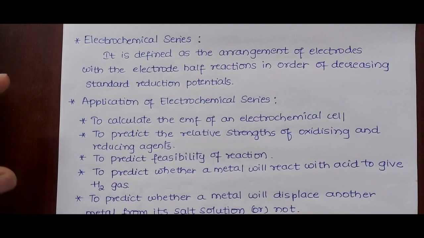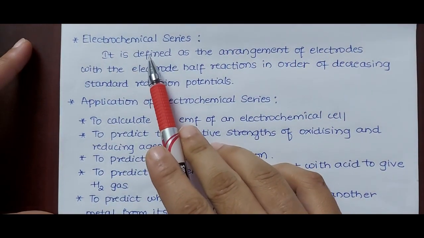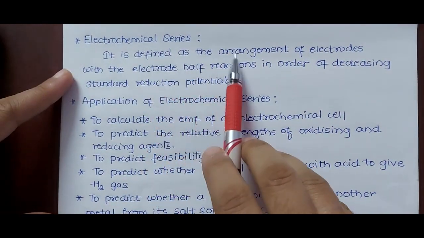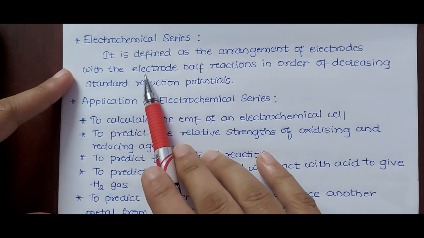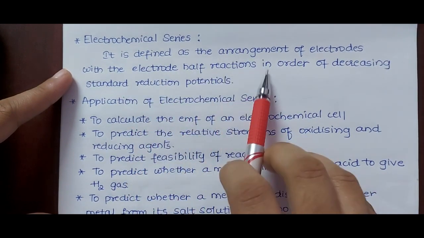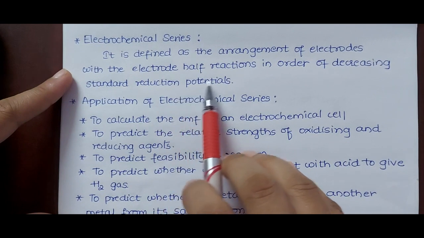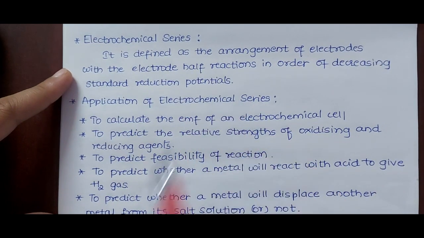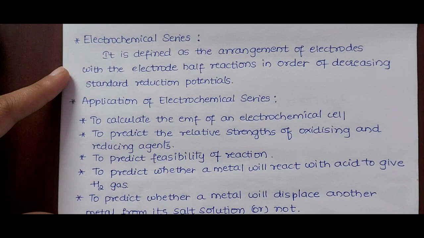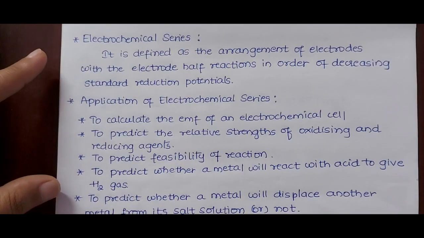Next is the electrochemical series. The electrochemical series is defined as the arrangement of electrodes with the electrode half reactions in order of decreasing standard reduction potential. If we compare it to the NCERT, there is an electrochemical series given where the electrode potentials are measured at 298 Kelvin and arranged in decreasing order, which is given in NCERT, and we will represent it.